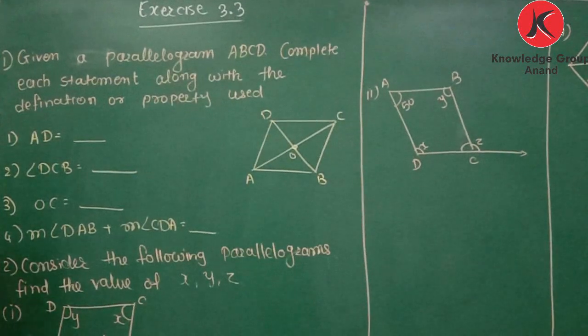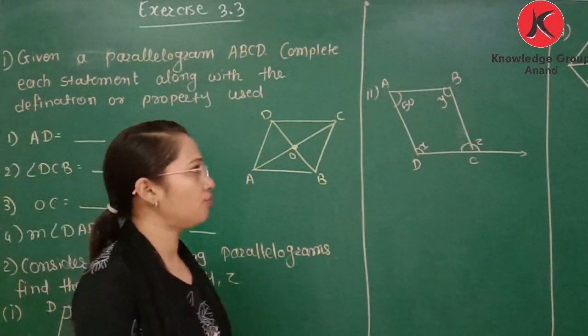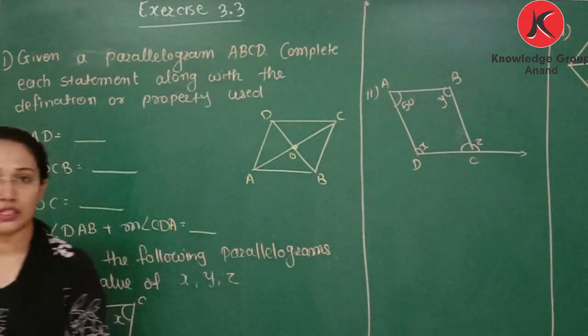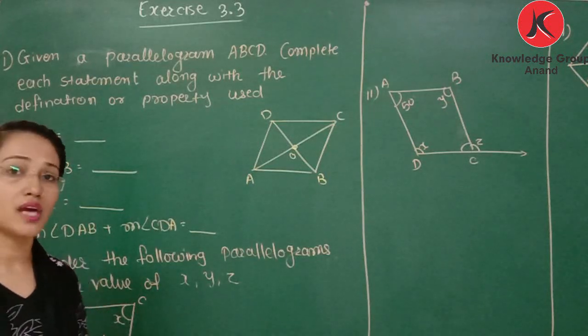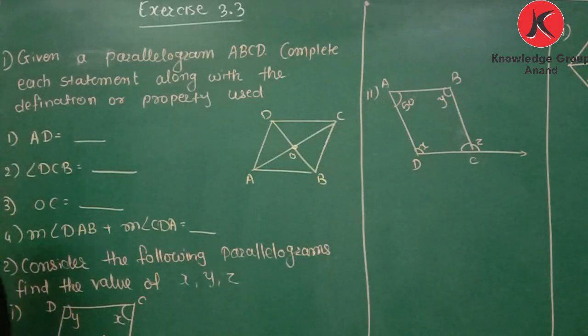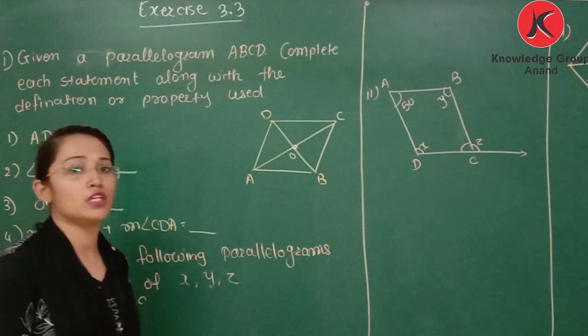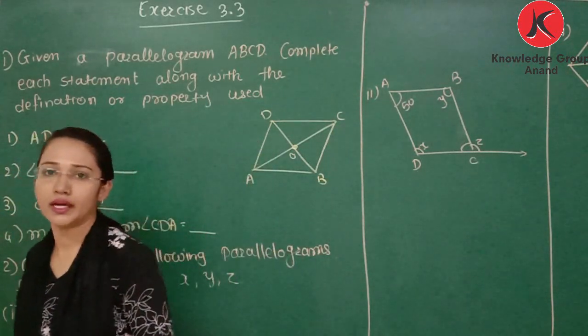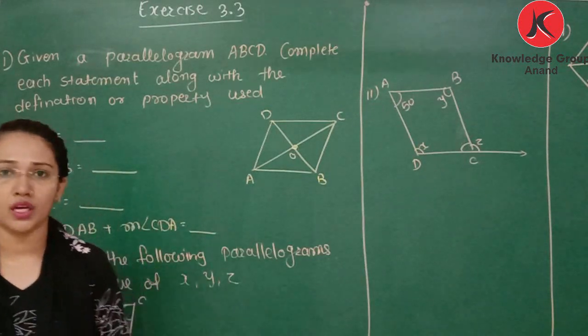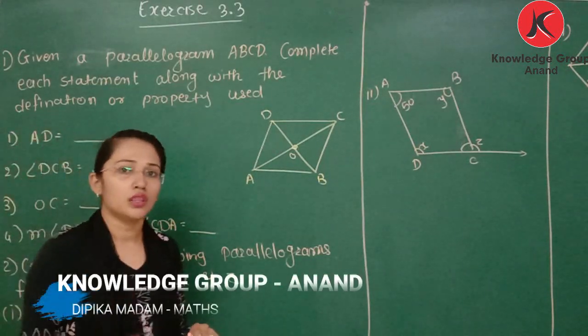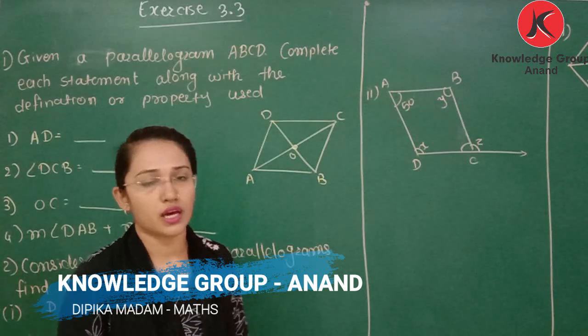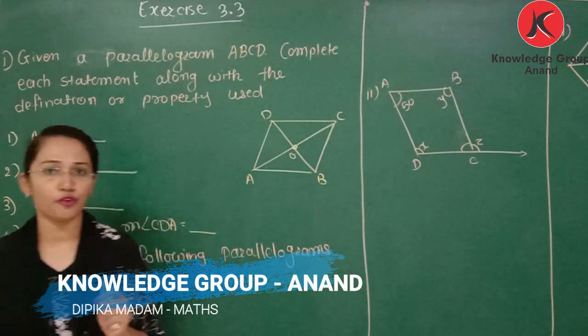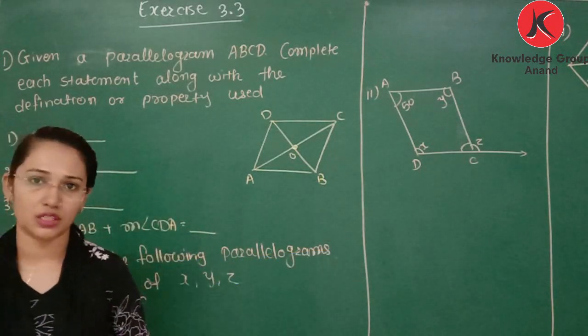Now exercise 3.3. Exercise 3.3 is about finding the angles and finding the sides of a parallelogram using the properties. Again, which properties did we learn? First property, opposite sides are equal. Second property, opposite angles are equal. Third property, adjacent angles are supplementary. And fourth property, diagonals bisect each other.